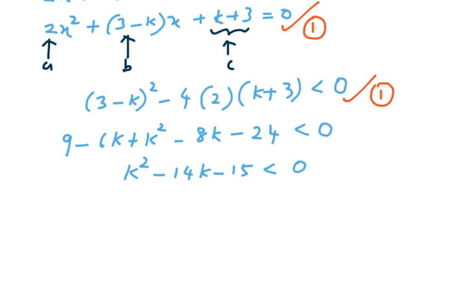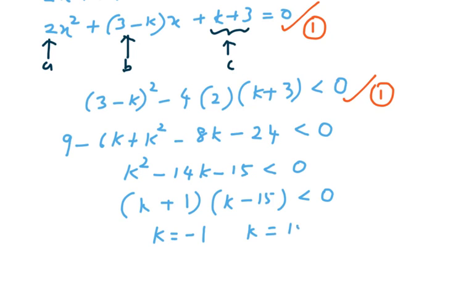From here, since you have the quadratic equation, you can factorize it to give you (k minus 15)(k plus 1) less than 0. You will be able to get the critical values, which are k equals negative 1 and k equals 15. Getting the correct critical values will give you another 1 mark.